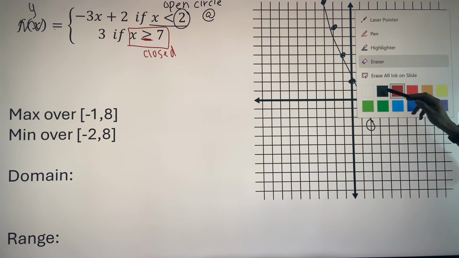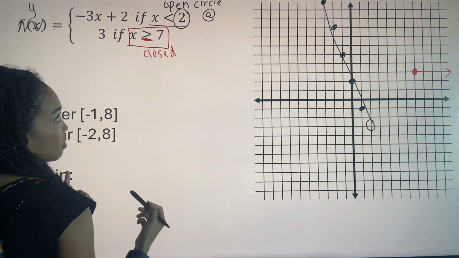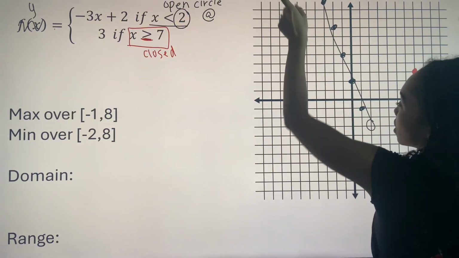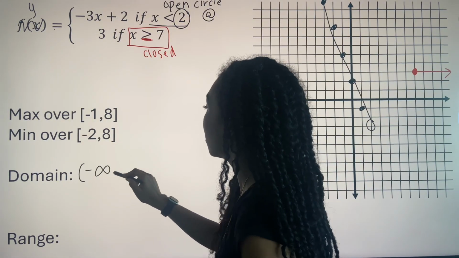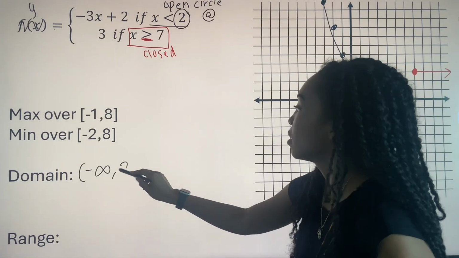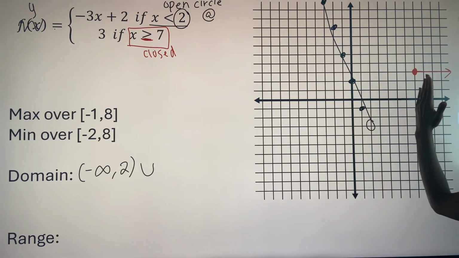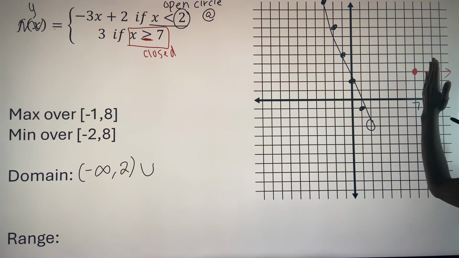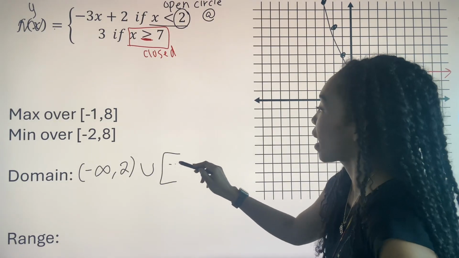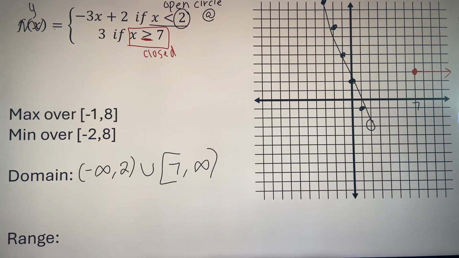Let's talk about the domain and the range. So domain, the left side, it's pointing to -infinity, and follow the line, it stops right here at 2. And that's an open circle, so it'll be a parenthesis. It picks back up right here at 7, and it's going to be a bracket on 7, and then it goes off the page to infinity.